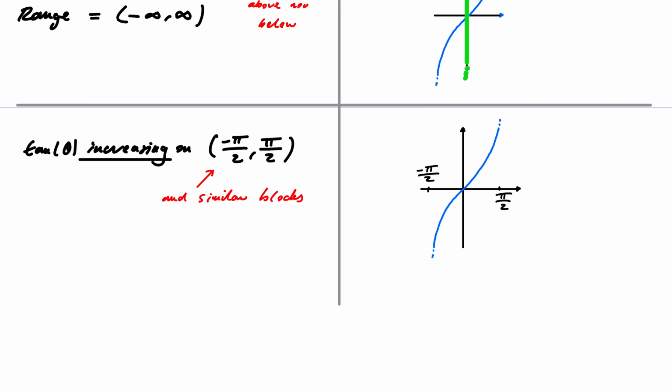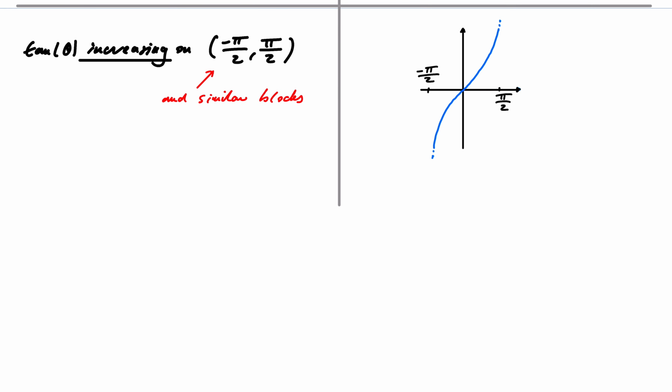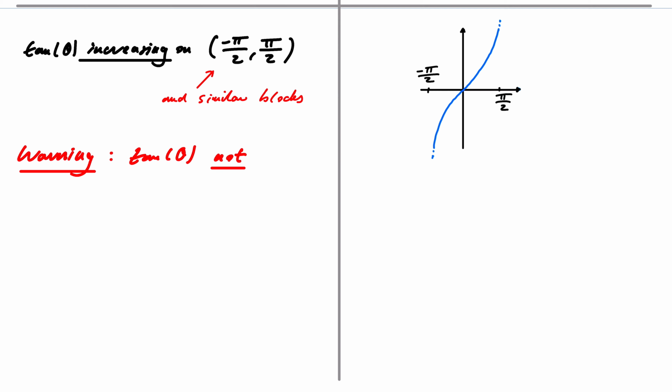However, and this again is delicate, it's not increasing overall as a function. It's not globally increasing because it doesn't satisfy the appropriate property for all possible inputs. So this is really delicate, right? So let me just show you. So warning, tan of theta is not increasing overall.